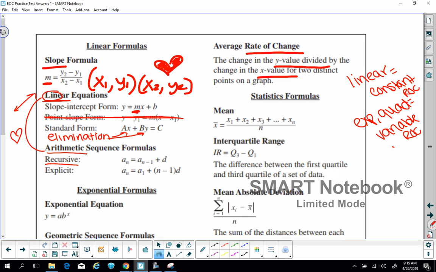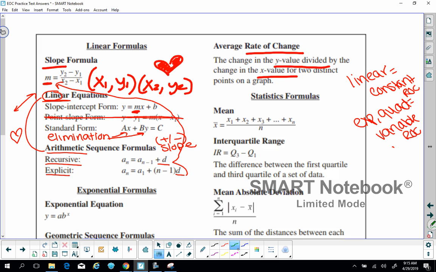When you're writing a recursive or an explicit equation, notice that there's a d plus d right here. That's the most important thing. All d is your slope. So d and m are exactly the same thing. It's your common difference, but it is your slope. It's what's getting added or subtracted each time.